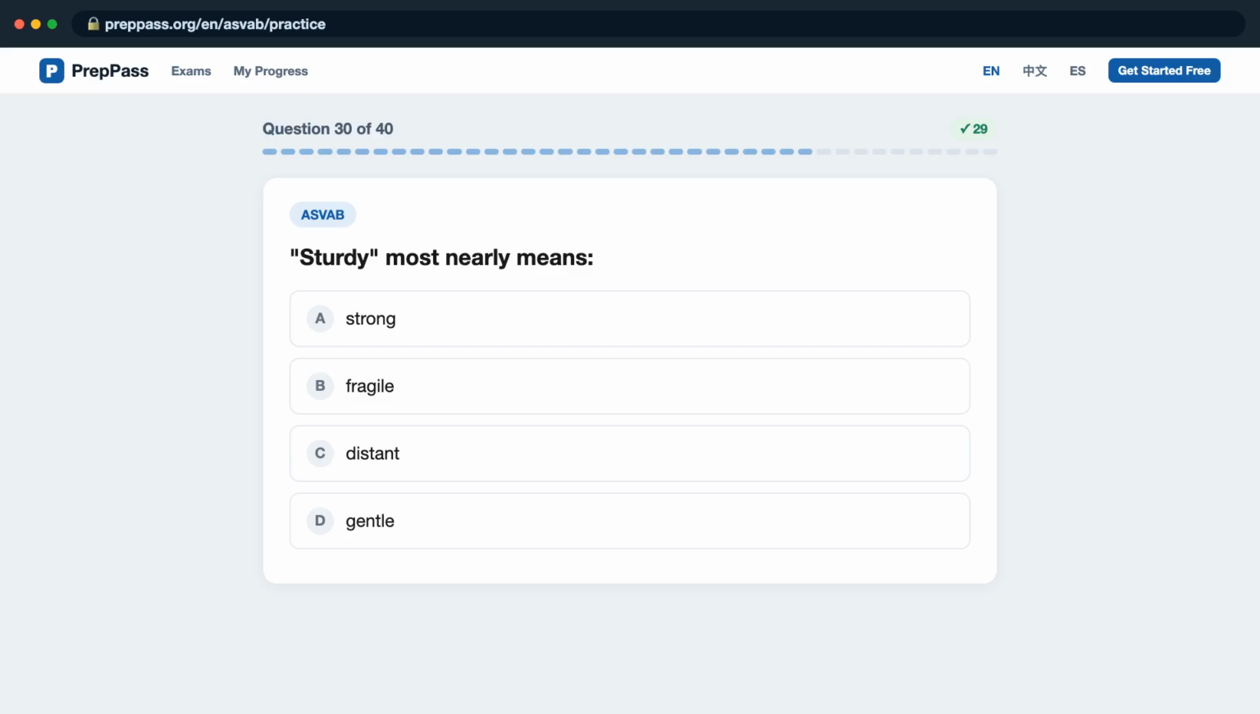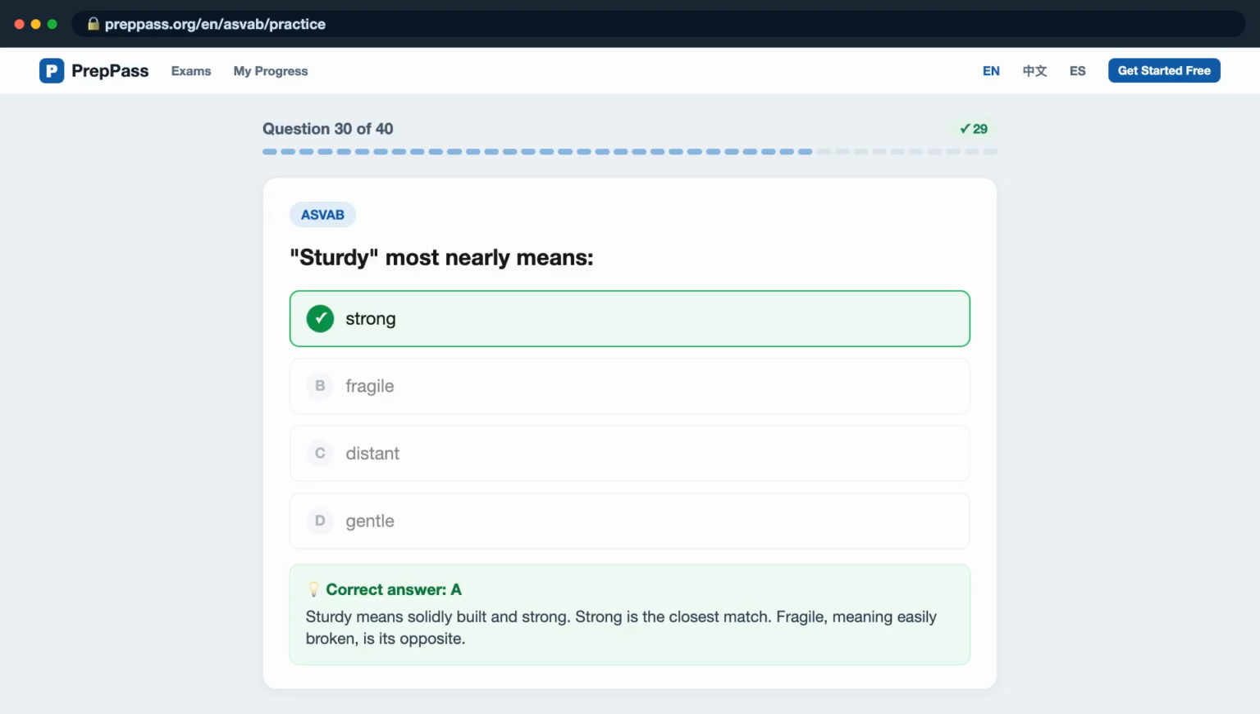Question 30. Sturdy most nearly means, is it A, strong, B, fragile, C, distant, D, gentle? The correct answer is A. Sturdy means solidly built and strong. Strong is the closest match. Fragile, meaning easily broken, is its opposite.